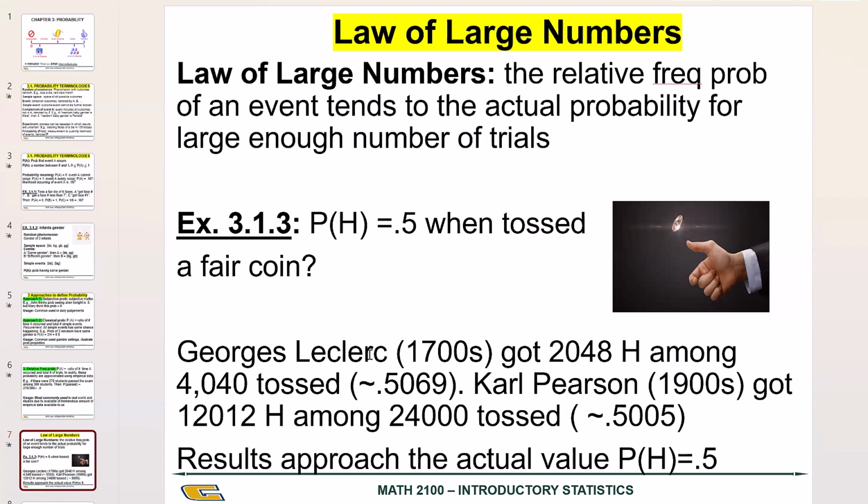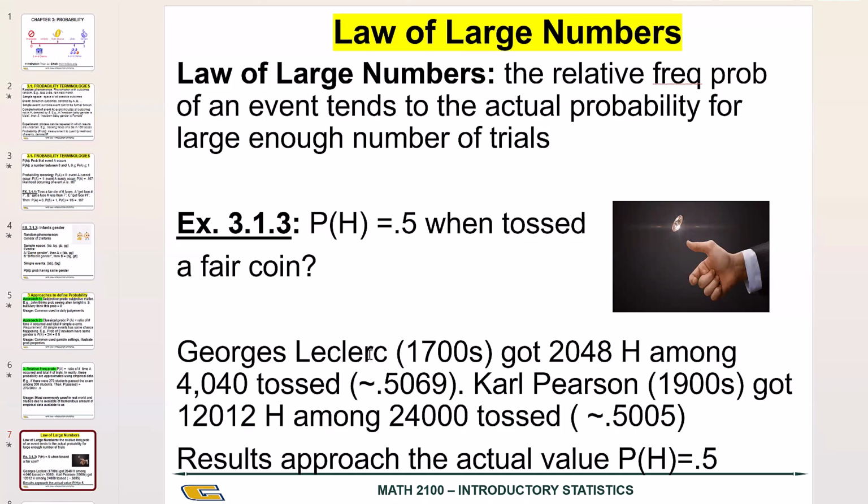So here is some historic data, where some professors a long time ago did this experiment. George Leclerc, in 1800, tossed his coin 4,040 times, and he found that he got about 2,048 heads. If you do this ratio, you get about 0.5069. So it's pretty close to 0.5, right?